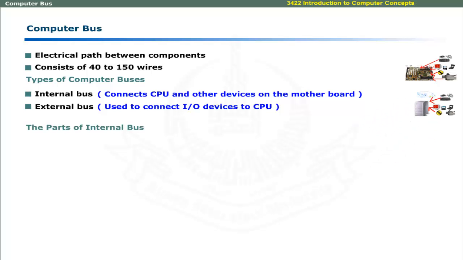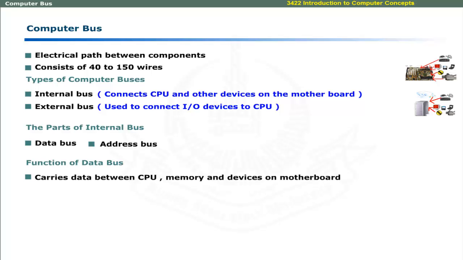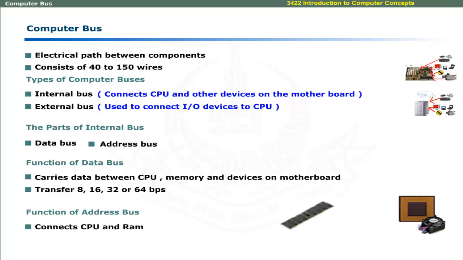It has two parts, that are data bus and address bus. The data bus is used to carry data between CPU, memory and other hardware devices on the motherboard. These can transfer 8, 16, 32 or 64 bits of data in a unit of time. The address bus connects CPU and RAM and carries only memory addresses.